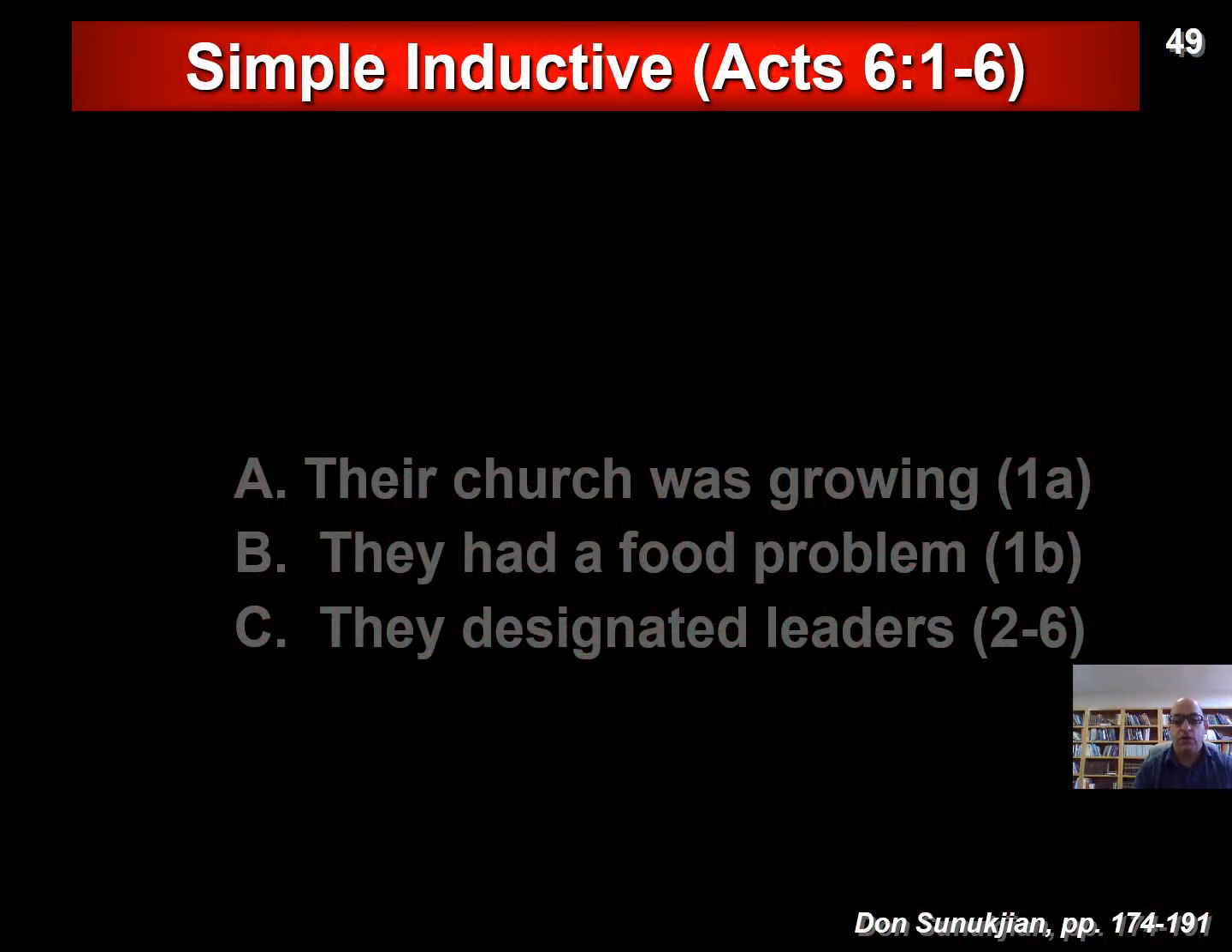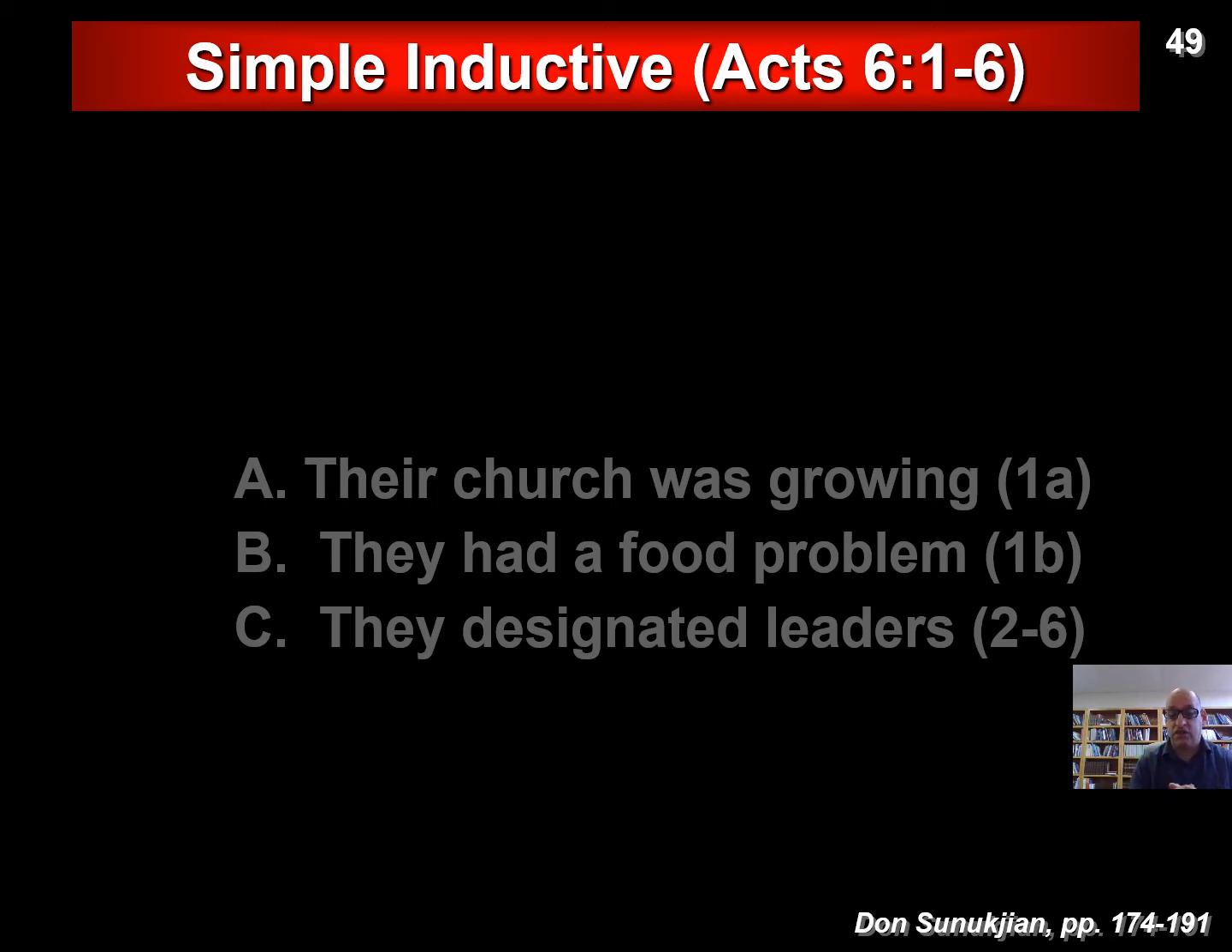Now, when we think about simple inductive process, let's look at Acts chapter 6. Acts chapter 6 is about the widows who were neglected of the meal or the food distribution. The church was growing and multiplying, and they were having this dilemma, and they needed to solve that dilemma, and the apostles set forth the solution to the problem. Choose 7 men among you, full of the Spirit, a list of qualifications, and this is how they would minister amongst the Hebraic Jews.